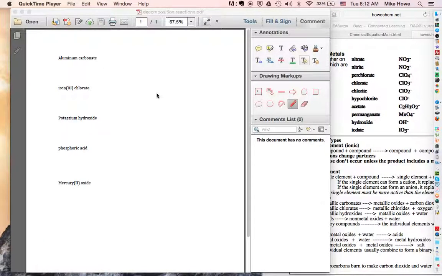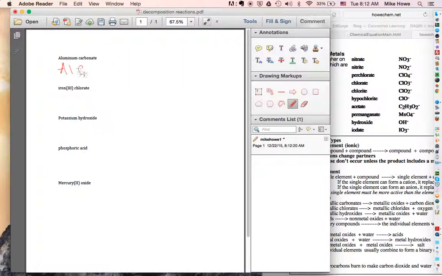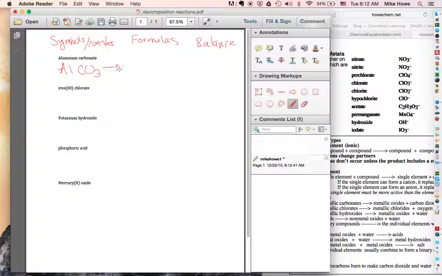So now we're going to take a look at our decomposition reactions, starting with aluminum carbonate. We have the same three steps that we need to do, and that is write your symbols and your combos. So that's one step. Step 2 is formulas. Step 3, balance. All right, so aluminum carbonate yields.